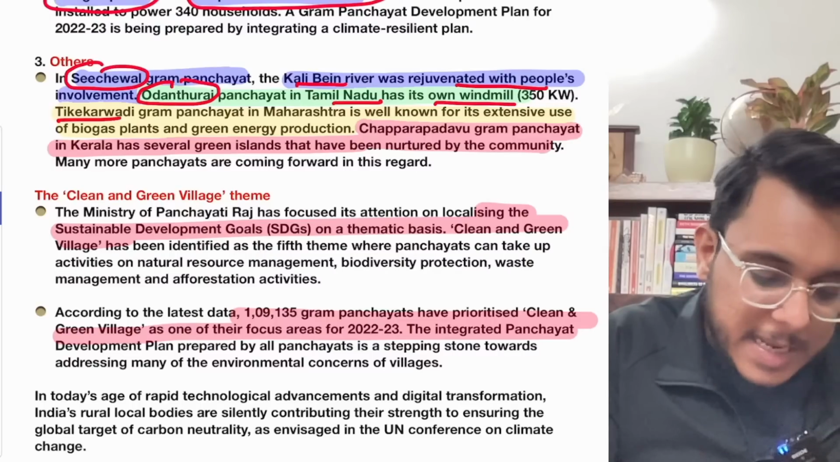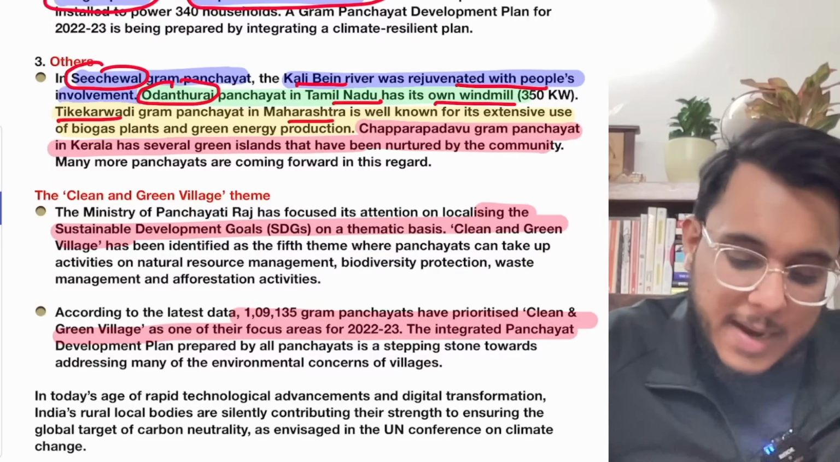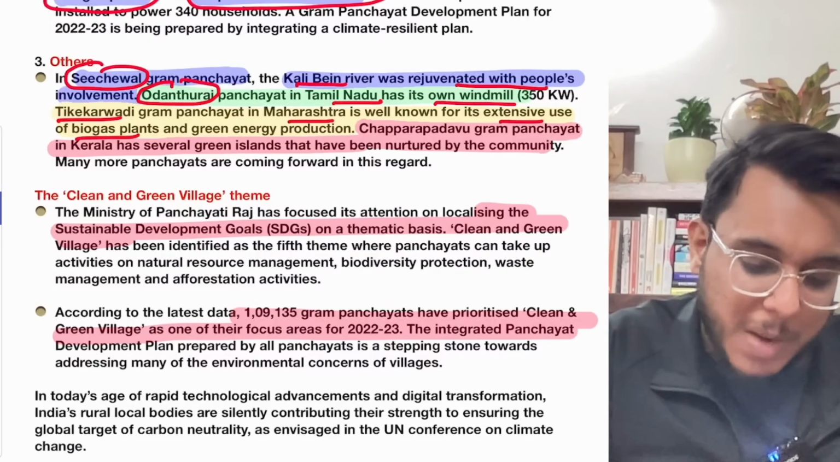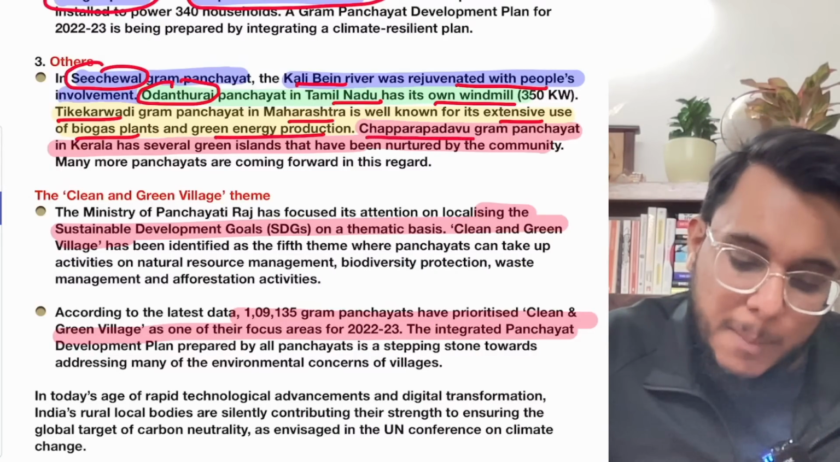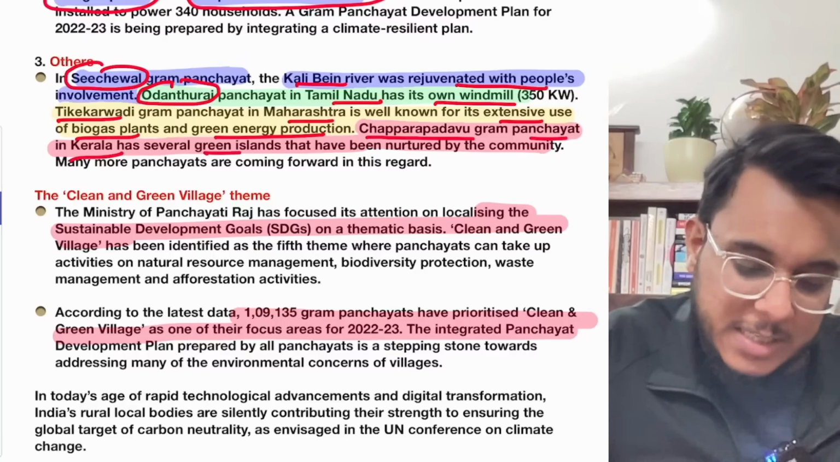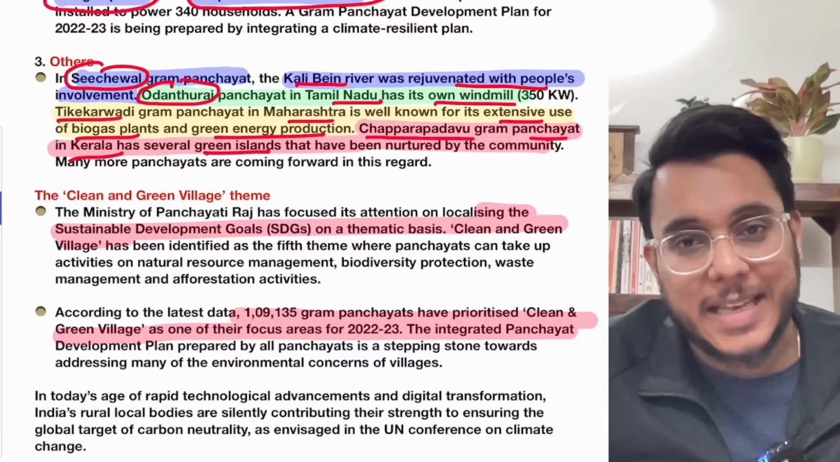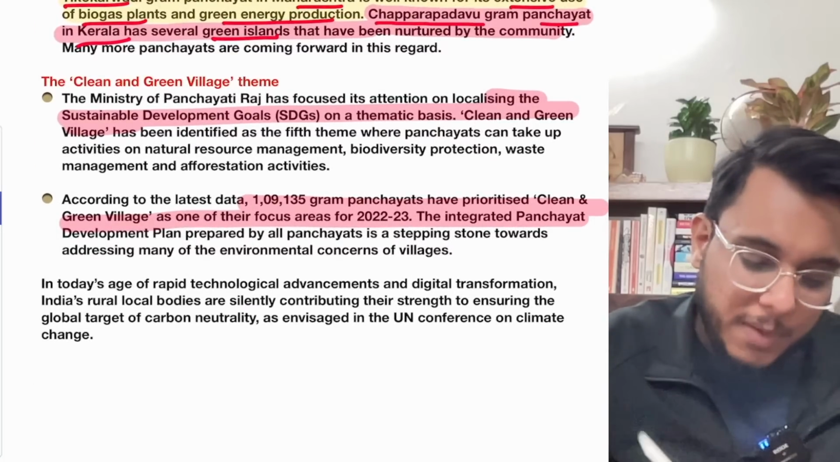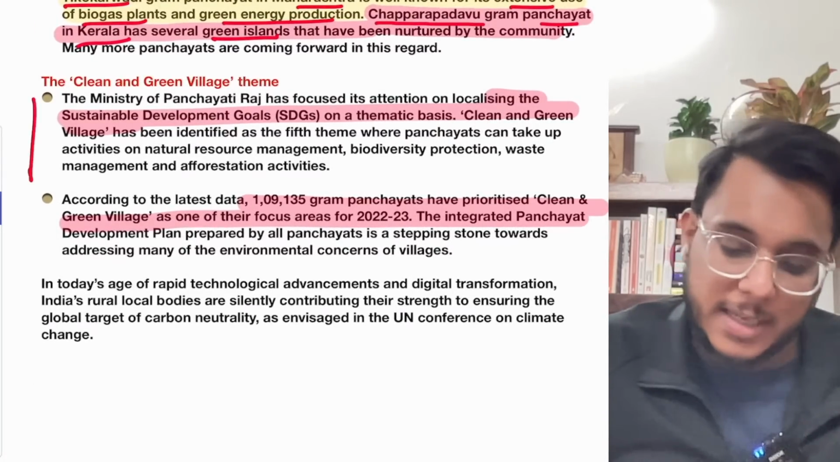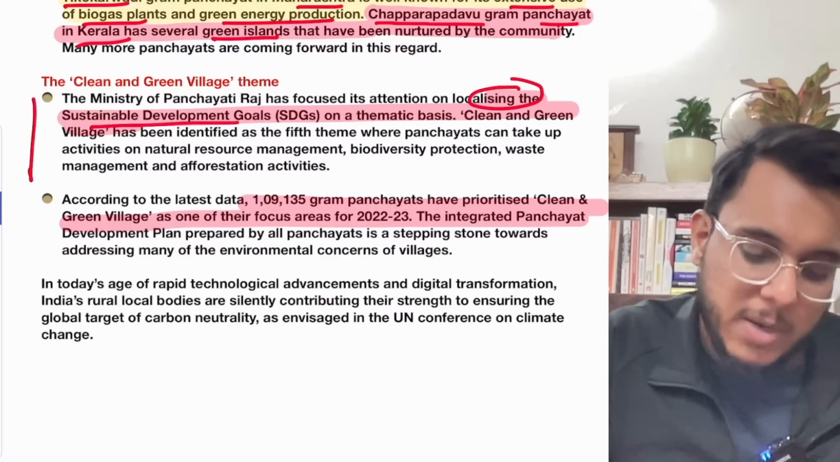Then there is Tikar Kawadi Gram Panchayat in Maharashtra. It has started its biogas plant and green energy production. Then there is the Chappar Padavu Gram Panchayat in Kerala, which has started green islands, and these green islands are specialized zones of plantations. Okay. Now, when we talk about the Ministry of Panchayati Raj, it is focusing on localizing the sustainable developmental goals.